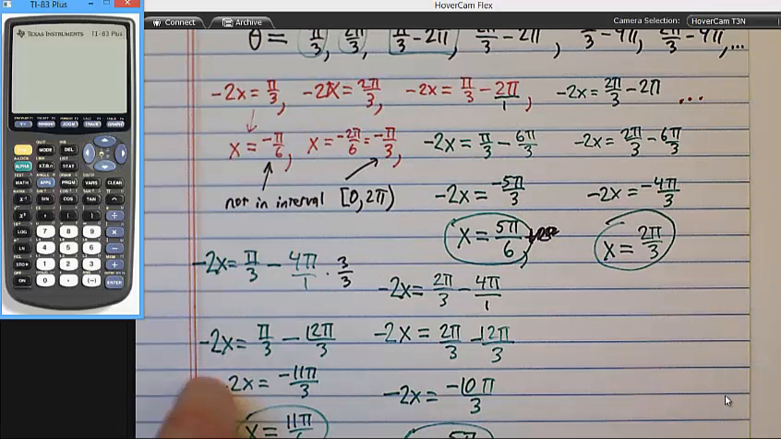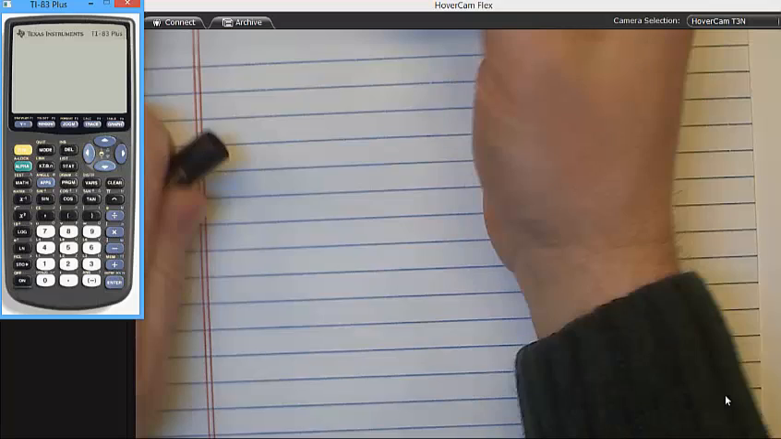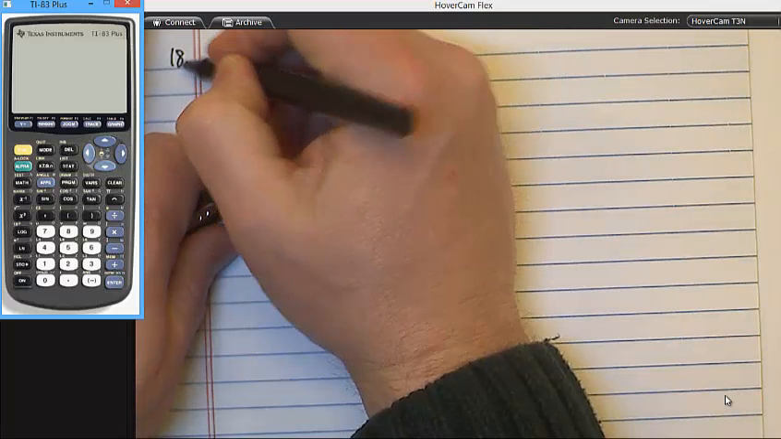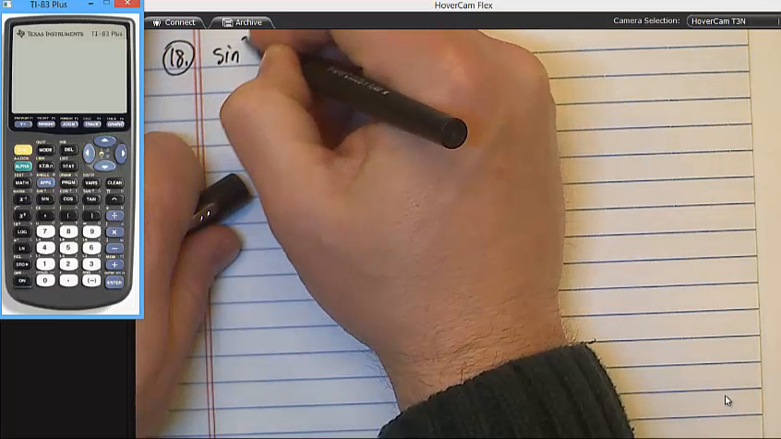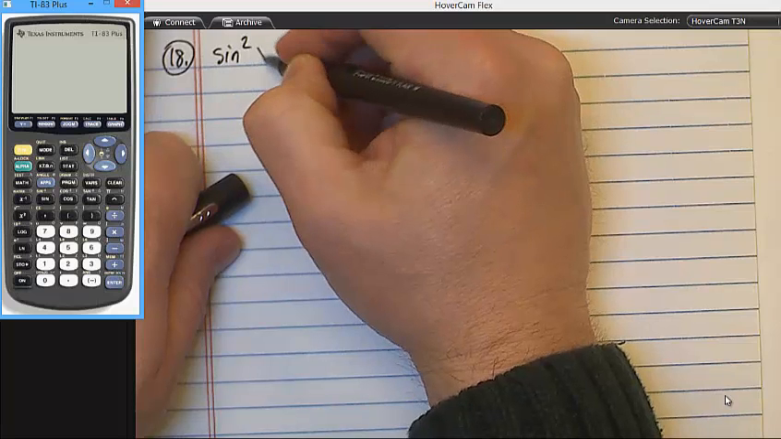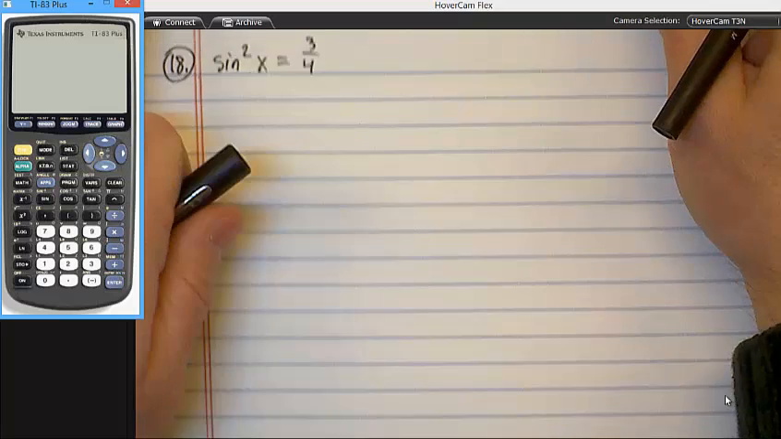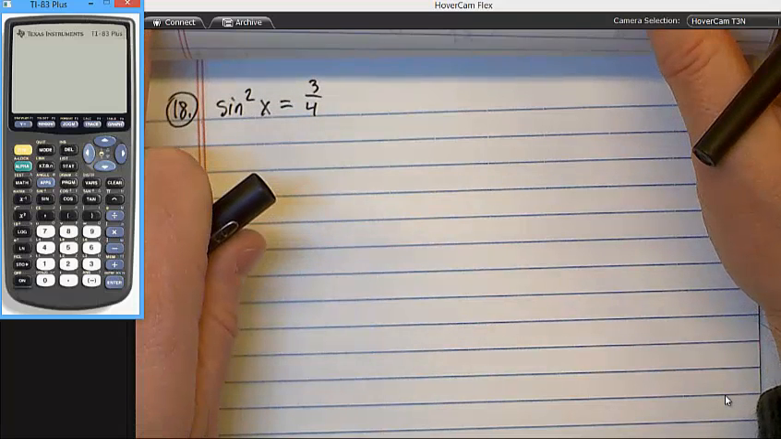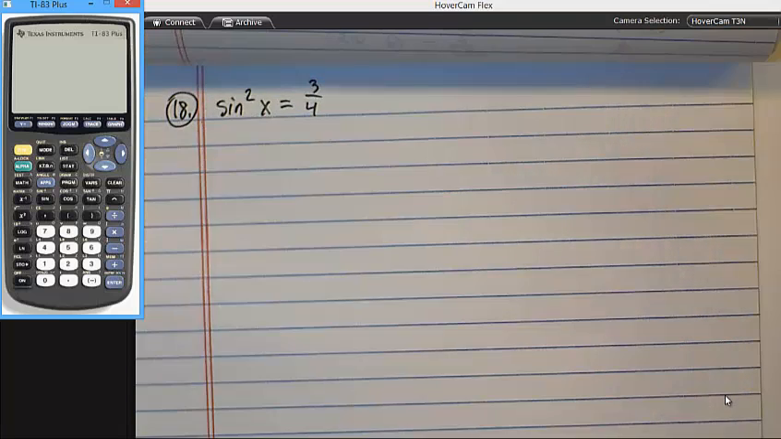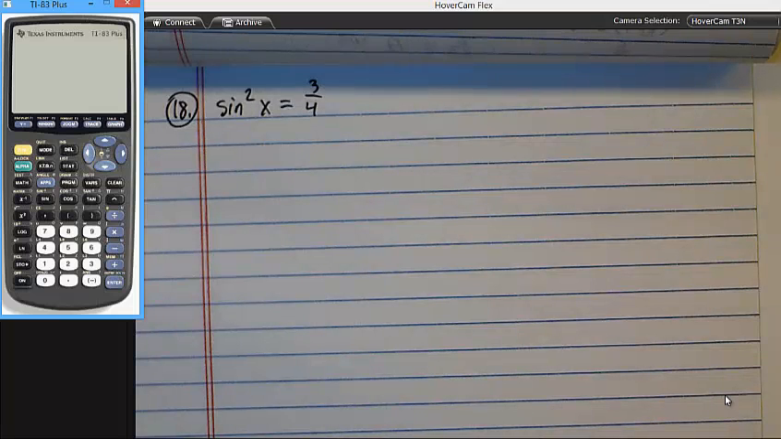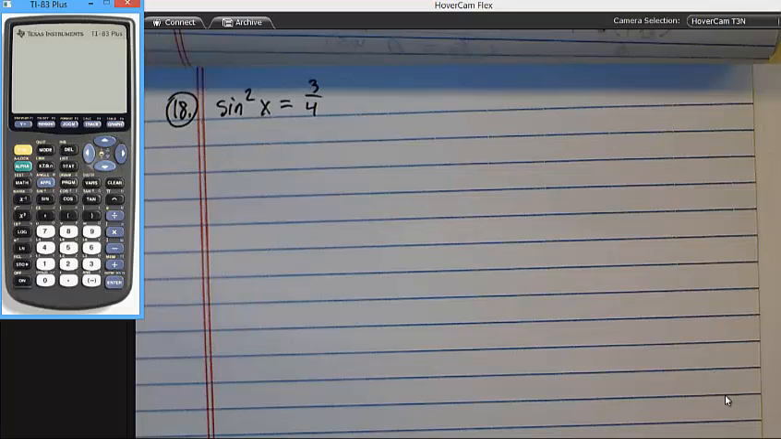So number 18, actually in some ways it's not as hard as what we just did. You'll see in a moment. So when I do number 18, sine squared of x is 3 over 4. One of the things that's different about this is that here, what am I squaring? What's being squared in that equation?